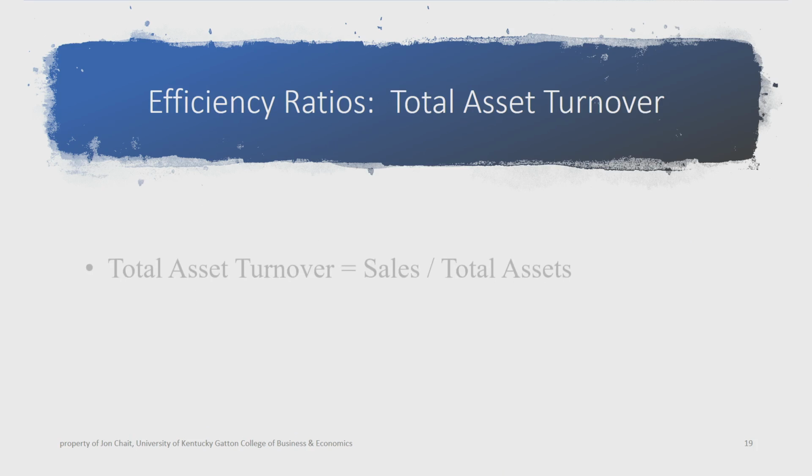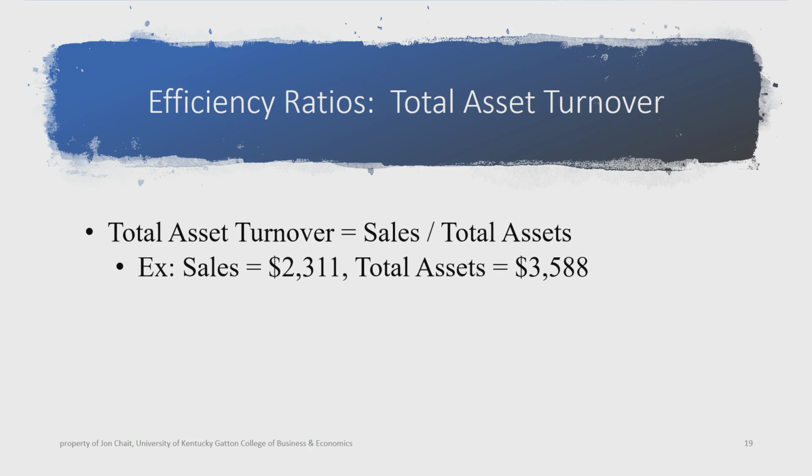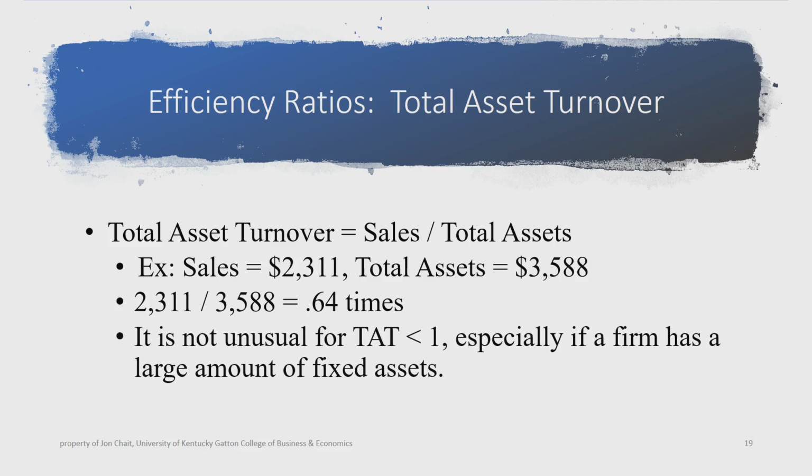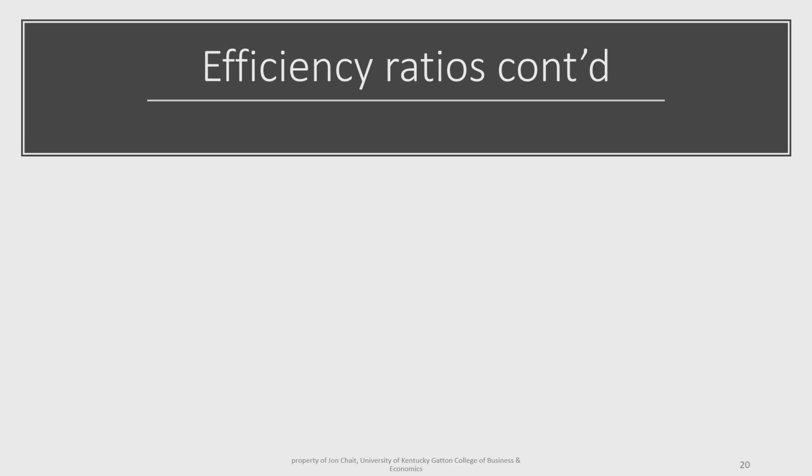That's what we have. Total asset turnover is another key metric: sales divided by total assets. Again, just an example that I made up. Sales are 2,311, and assets are 3,588. Simple division, we find out that it's 0.64 times. It's not unusual to have total asset turnover of less than 1, particularly for companies that have a large amount of fixed assets.